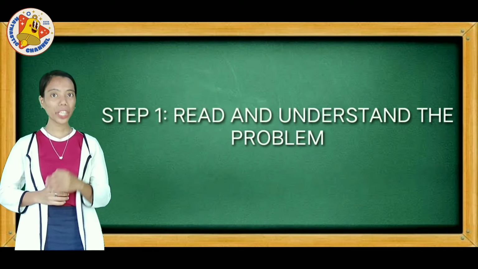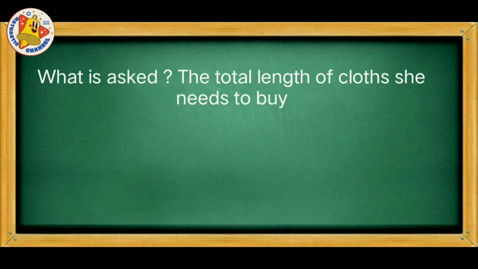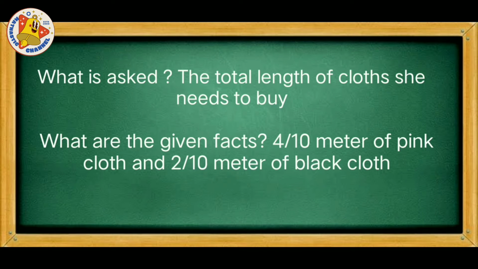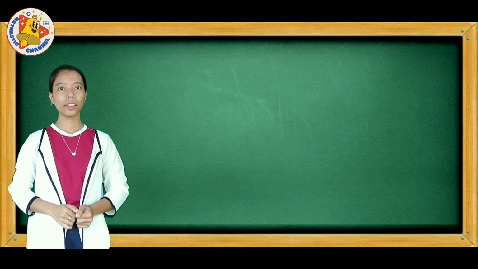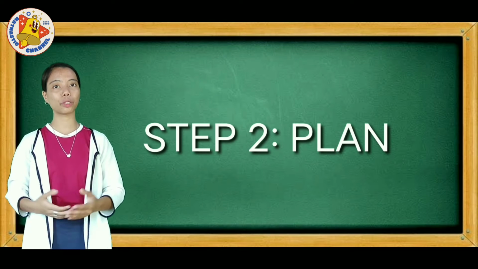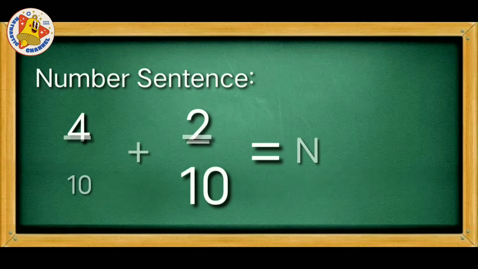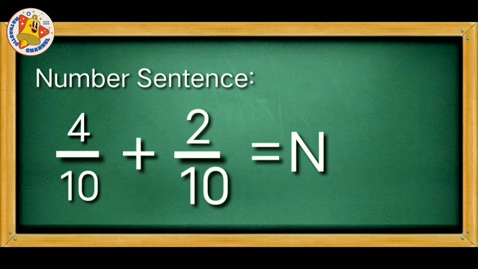Step 1. Read and understand the problem. You have to identify what is asked in the problem. It is the total length of cloth she needs to buy. Second, what are the given facts? It is 4/10 meter of pink cloth and 2/10 meter of black cloth. Step 2 is to plan. In order to solve this problem, we have to apply the rule of similar fractions. We have to identify the number sentence. 4/10 plus 2/10 is equal to n.